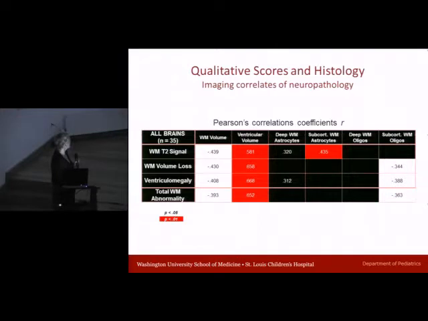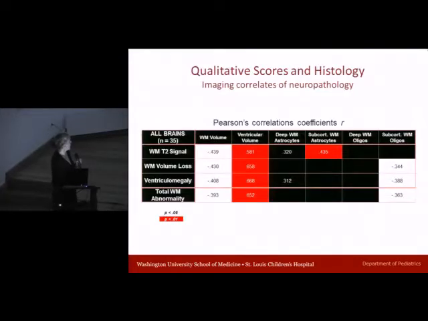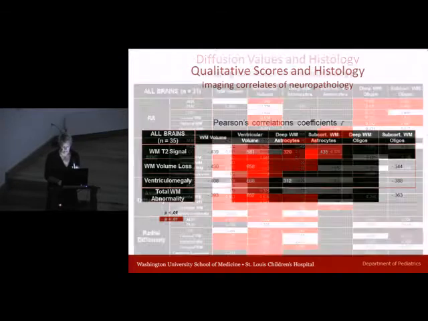And these are just things you would conventionally look for on your images. So this is this high signal in the white matter, loss of volume or enlarged ventricle, and this was the total abnormality score. And what you can see is, yes, if you had loss of volume, it related to loss of volume, but it wasn't very sensitive at all for these abnormal scarring cells or loss of that critical cell that we're most interested in.